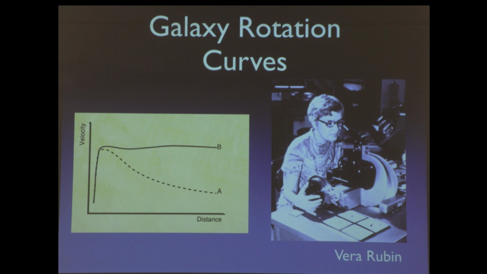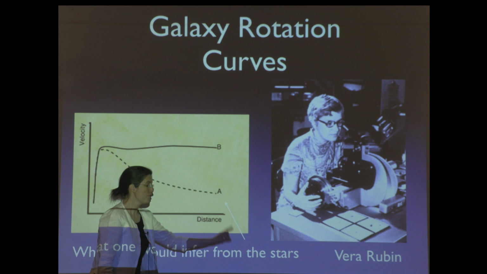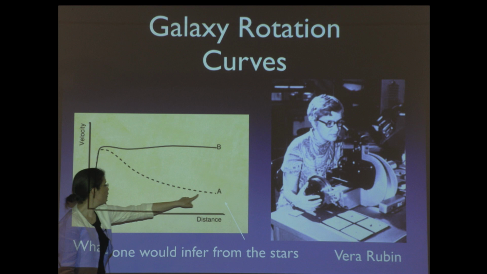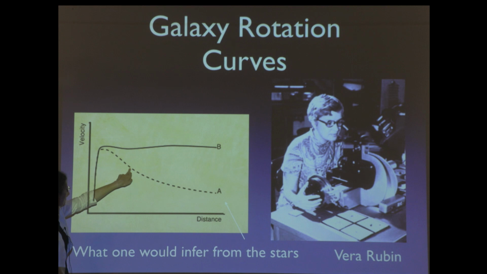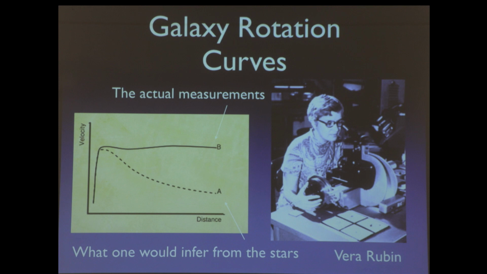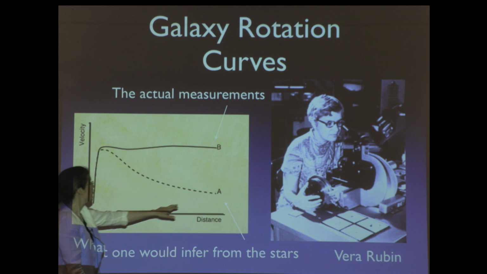And so this bottom line is what one would infer from the amount of stars that are there. So you just measure the total amount of light, and this is what you would expect. From the distance to the center of the galaxy, you would expect a velocity of the stars that tracks this curve. But what we actually observe is something that looks more like curve B. And this is beautifully explained if there is an approximately spherical halo of dark matter. Okay, it was just called dark matter because it wasn't in stars, therefore it wasn't luminous. That would have explained the discrepancy between these two curves.